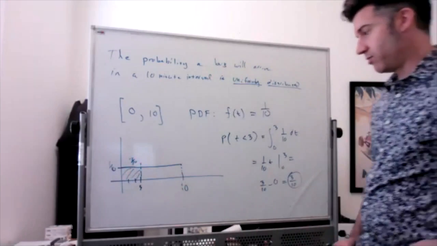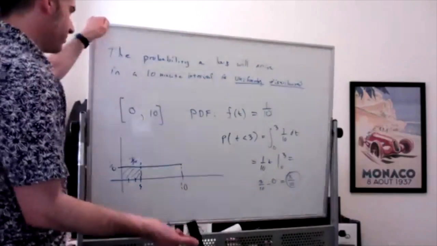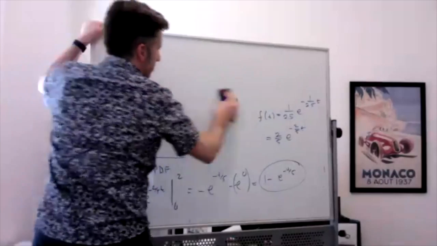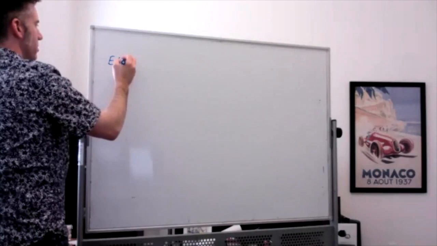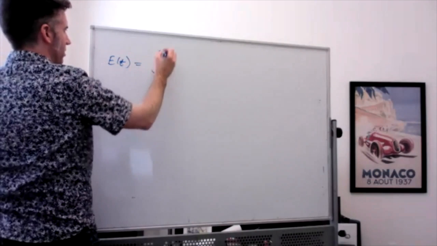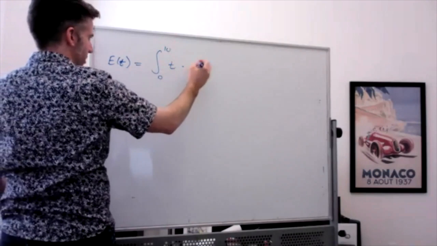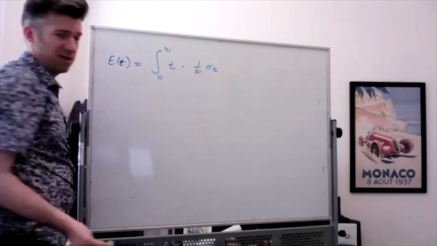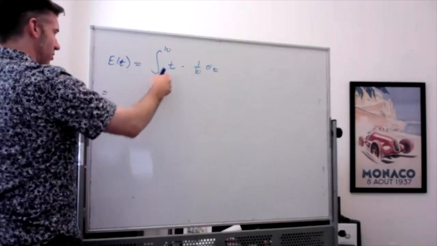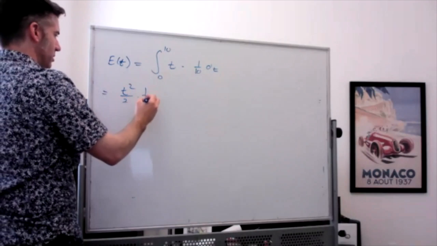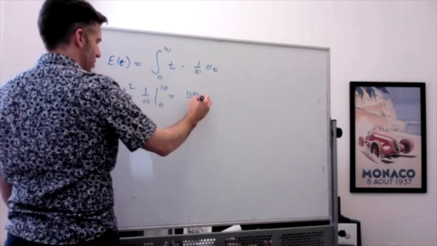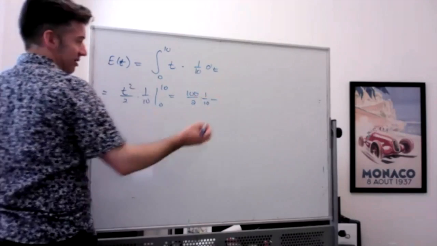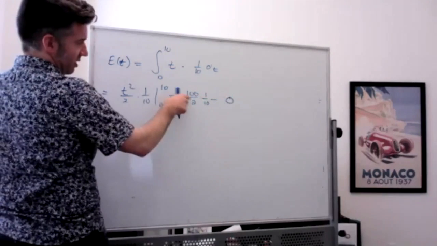What about the expected value? How long do we expect to wait for the bus? Uniform distributions are really very straightforward. So the expected value of t is going to be the integral from 0 to 10 of t times our PDF. Okay, that's not terrible. The integral of t is t squared over 2, times 1/10, from 0 to 10. Plugging in 10, we get 100 over 2 times 1/10, minus plugging in 0, we get 0. So that's 50 divided by 10, which is 5.